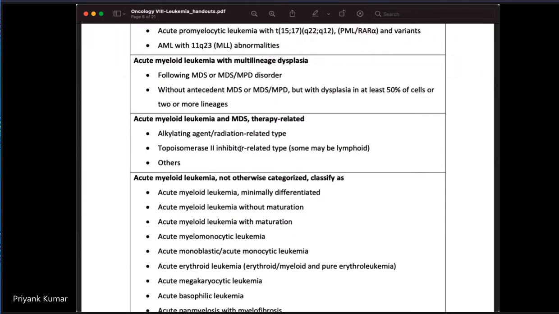Then there are simple classifications: multilineage dysplasias, and therapy related. When cancer patients are treated with certain drugs, the risk of developing other or secondary cancers increases. Usually alkylating agents, for example cyclophosphamide, which is classified as an alkylating agent. When patients are on that drug, they are at risk of developing secondary cancers or secondary leukemias. Radiation related: if patients are on radiation therapy, they are also at this risk. Then topo 2 inhibitors.